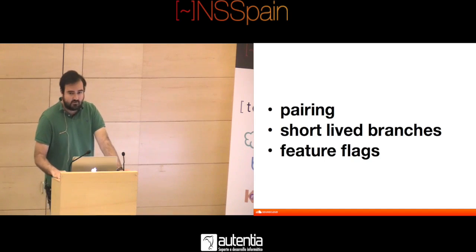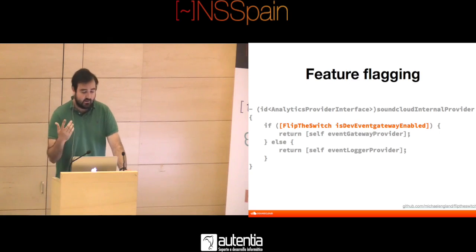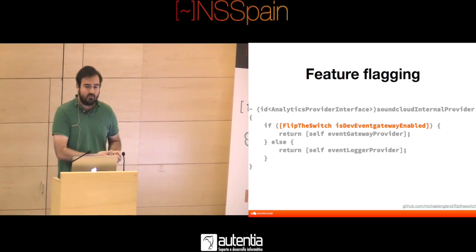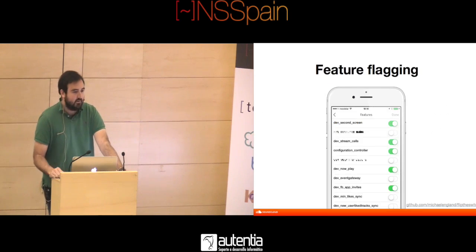So if you've never used feature flags before, it's that simple. It's an if-else statement. We have this library called flip the switch, and when you develop this new feature, you just add a feature flag, and then you can use it in code. We generate Objective-C code, so when you remove a flag, you just have to fix the compiler errors, and then you've removed everything. And we even have this little handy UI where you can switch features on and off in the app.